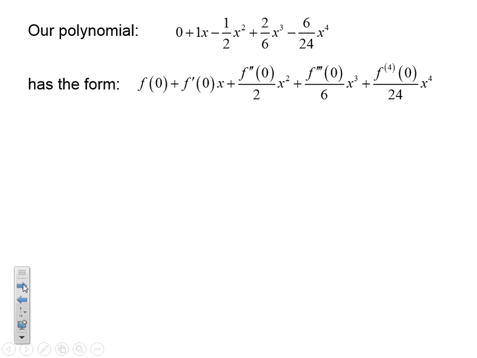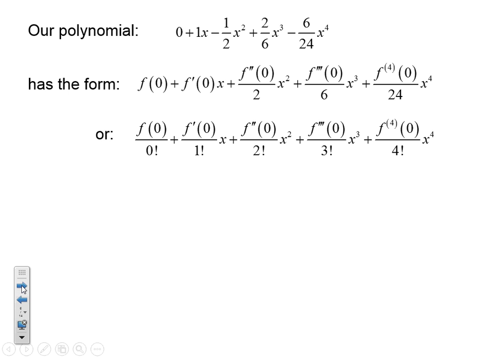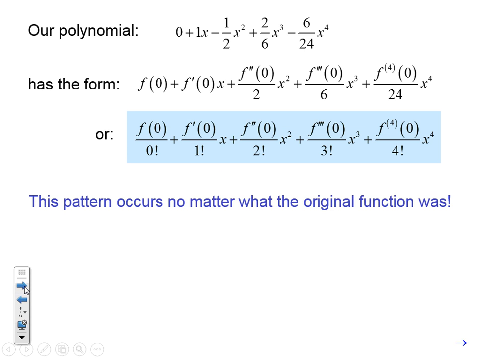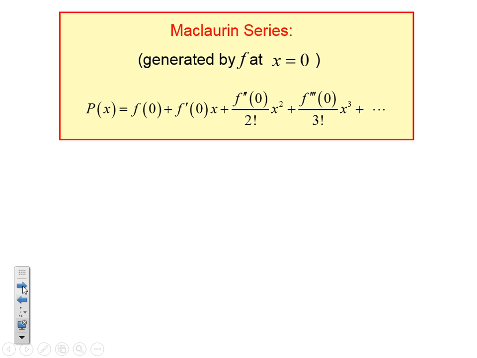So here we go. Our polynomial has this 4. This pattern is going to occur no matter what the function is. So let me go ahead and give you a definition. I know that you're going to write this down.